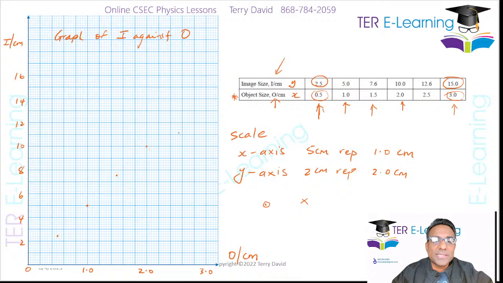Right? Now, based on the trend, we could already see it's going to be a straight line. 2.5 against 12.6. 2.5 against 12.6, right? So clearly we get a straight line. And the last one is 3.0 against 15, right? So that's going to be here, right? That's this point here, right?